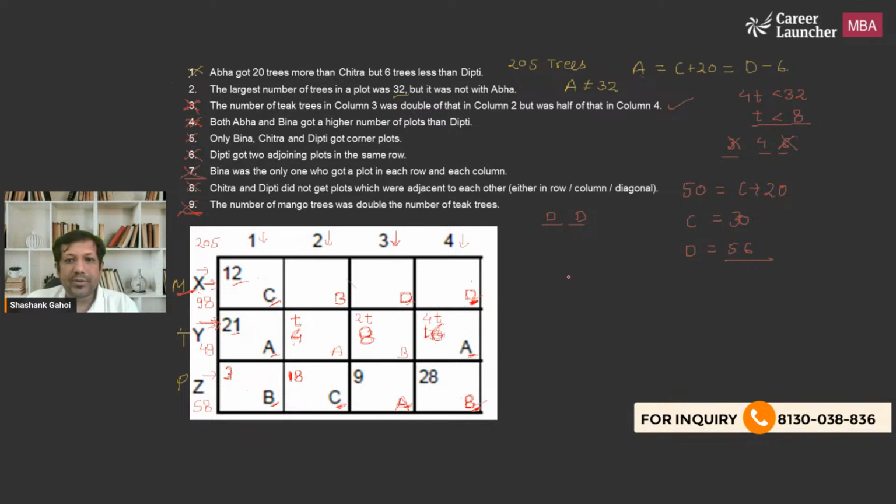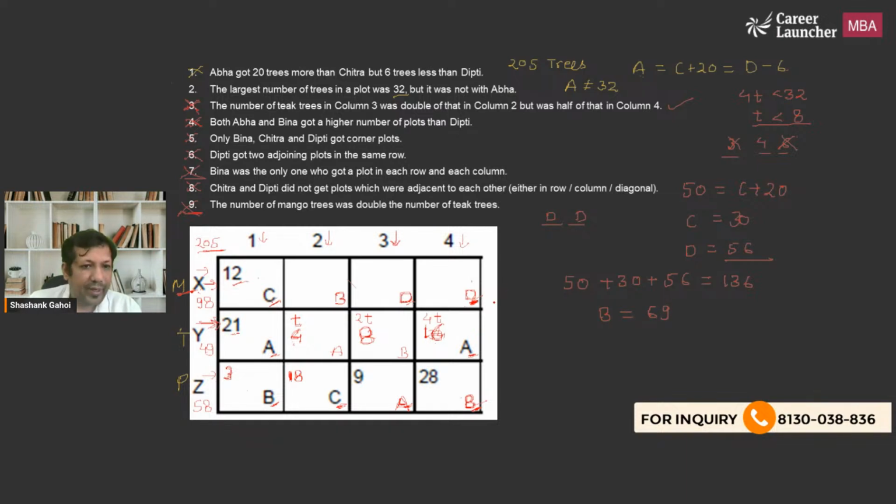So A has 50 trees. C has 30 trees. That is 80. D has 56 trees. So what are the total number of trees we are talking about? 136 are the trees that are lying between A, C and D, and the total number of trees is 205. So the remaining is going to be how much? It is going to be 69. So how many trees does B have? That is 69 trees.